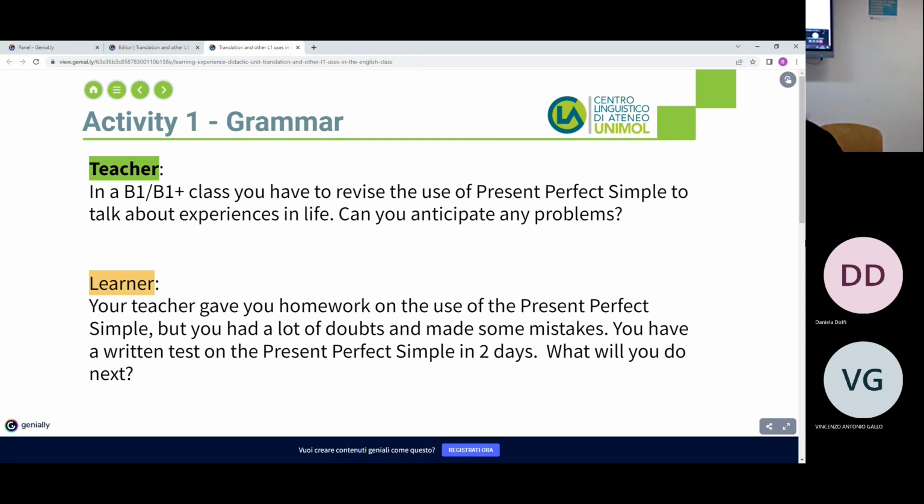Now let's go to teachers. You know, the problem could be in Italian, ho fatto, sono stata. In English, you don't have that. Quindi I am gone, no? Okay. I have gone, so that could be the interference.